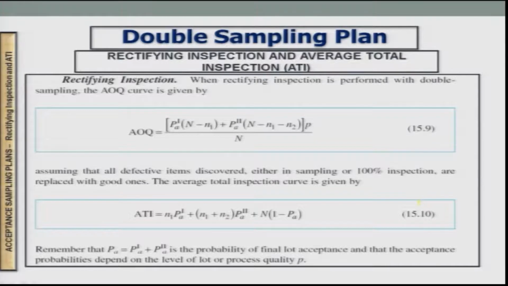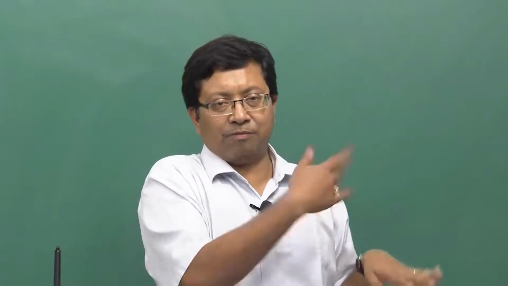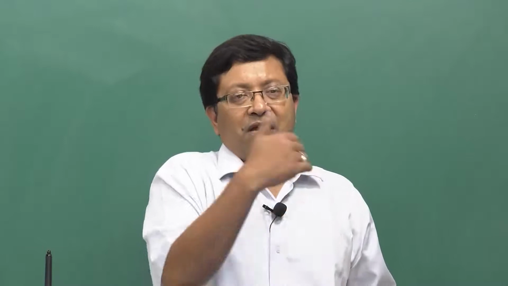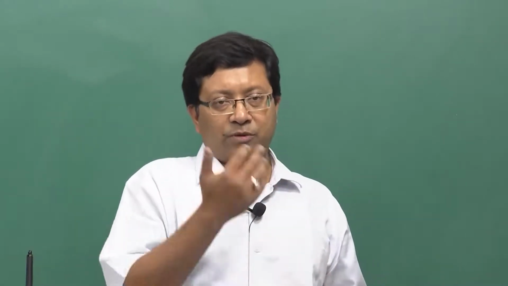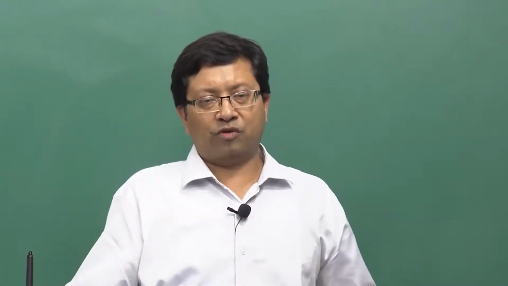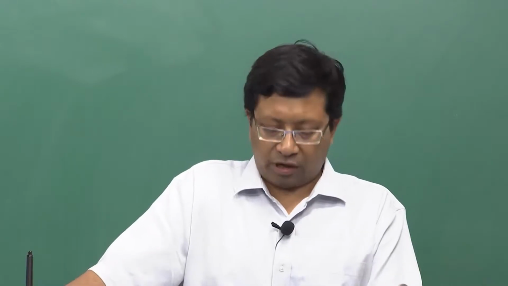So, if you remember in the double sampling concept when we were discussing in the last class, I did mention that once you find out the defective one, you remove them and replace them with a good one. So, obviously, that information would come into the picture as you are calculating the overall AOQ values accordingly.